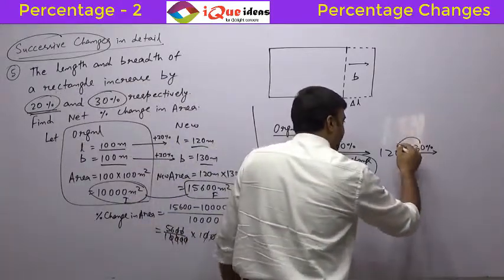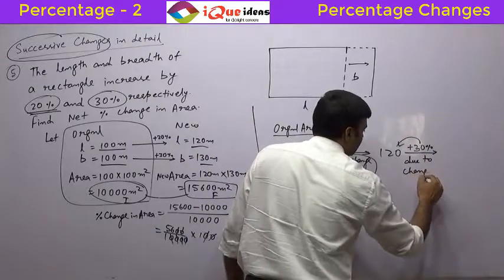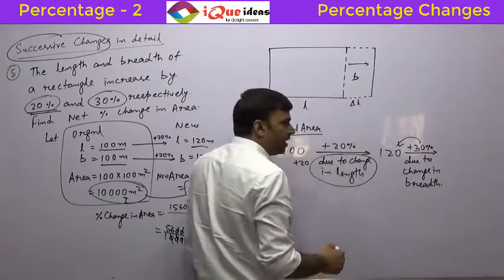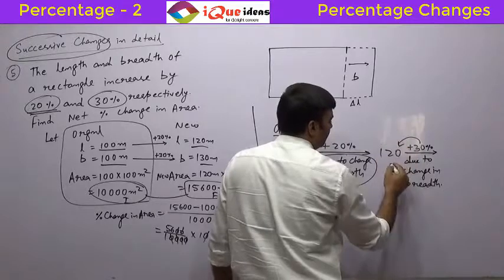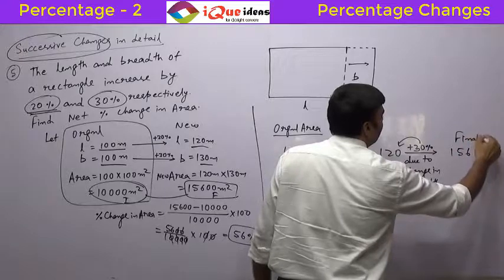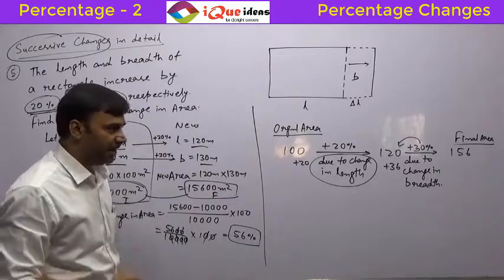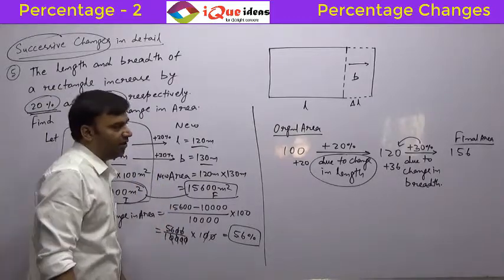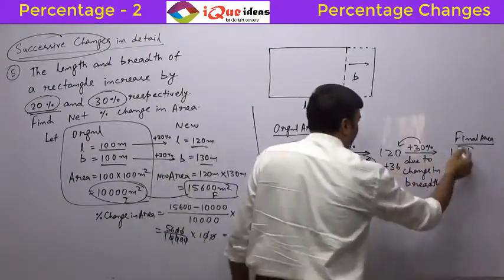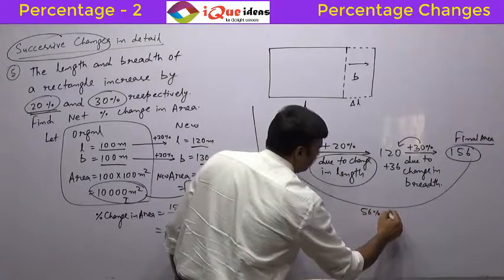Now, this 30% again is calculated on 120, and this is due to change in breadth. Now 30% of 120, 12 threes are 36. So 36 is added, so it becomes 156. This is the final area. I repeat, whatever percentage change happens in length and breadth, the same percentage change will happen in area also, but one after the other. So initial area 100, final area 156, net change, as you can see, is straight away a 56% increase.